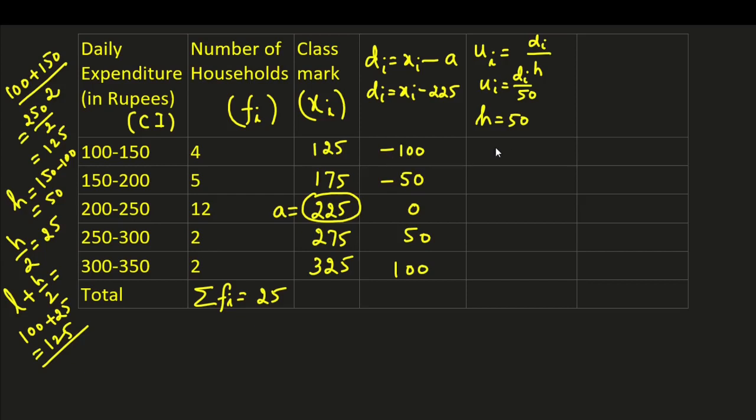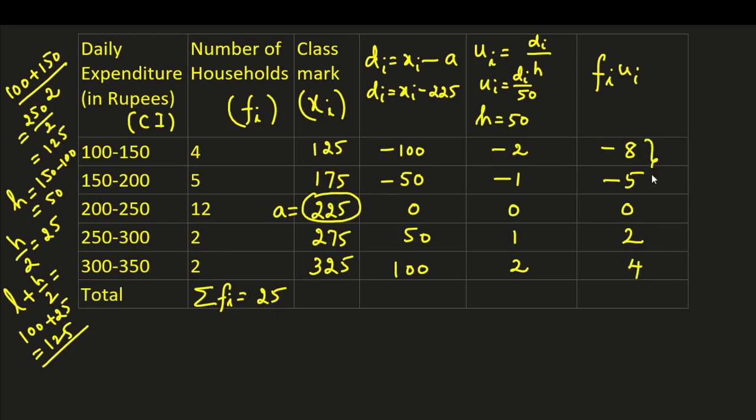Now minus 100 by 50 is minus 2. Minus 50 by 50 is minus 1. Here we get 0, 1, 2. Now we have to find the product Fi Ui. F is 4 here. 4 into minus 2 is minus 8. 5 into minus 1 is minus 5. 12 into 0 is 0. 2 into 1 is 2. 2 into 2 is 4.